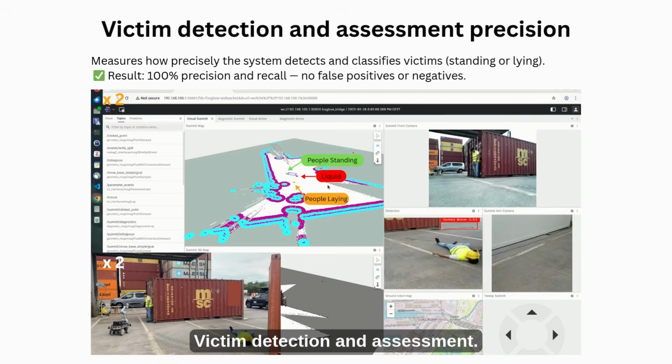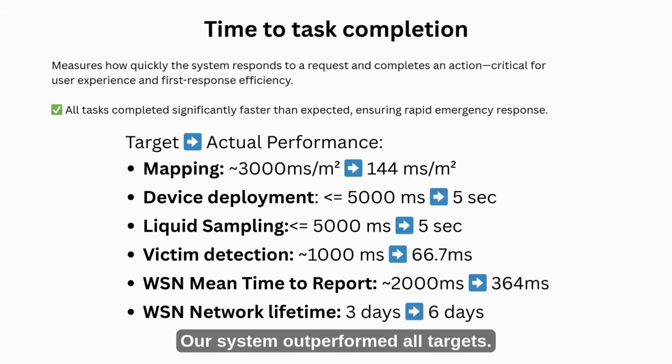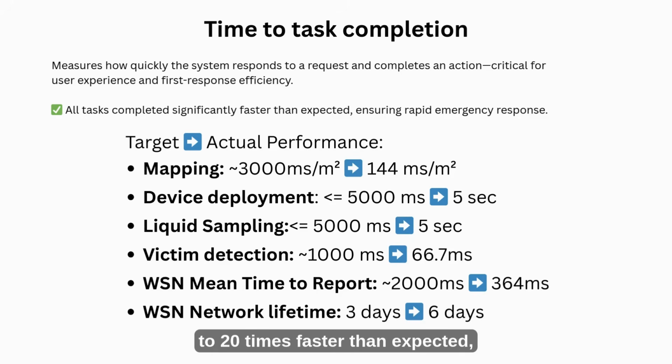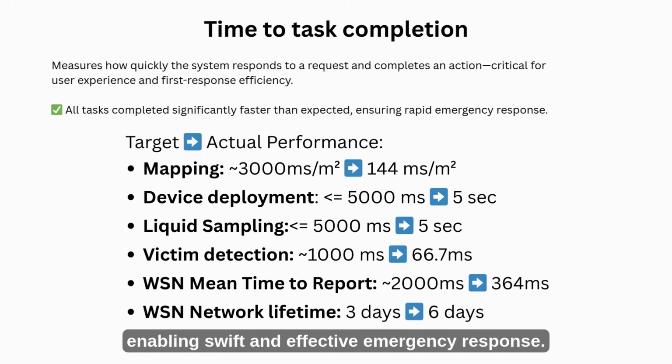Victim detection and assessment. This KPI measures how accurately the system detects and classifies victims. In tests, both precision and recall were perfect. No false positives or false negatives. Time to task completion. Our system outperformed all targets. Mapping, sensor deployment, liquid sampling, and victim detection were completed up to 20 times faster than expected, enabling swift and effective emergency response.